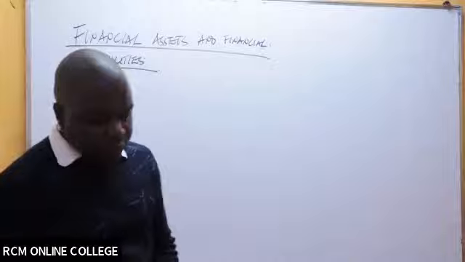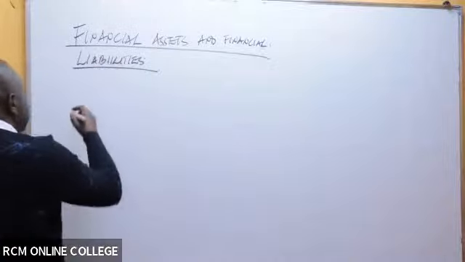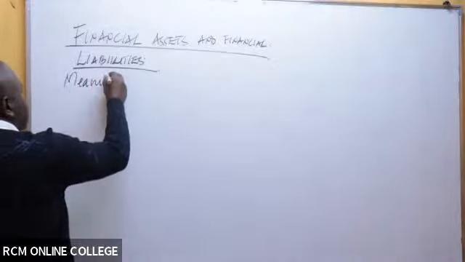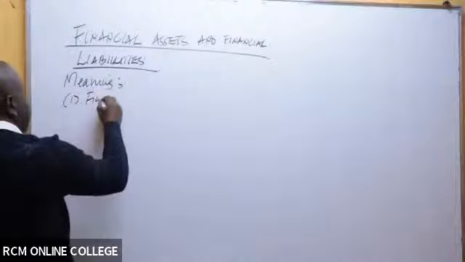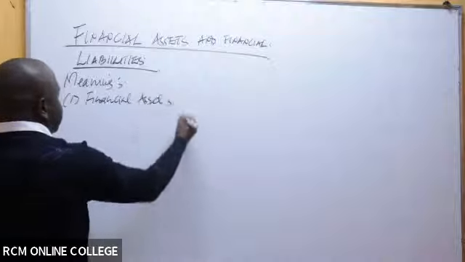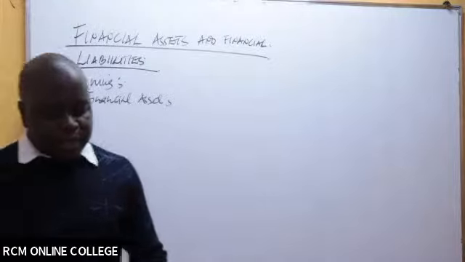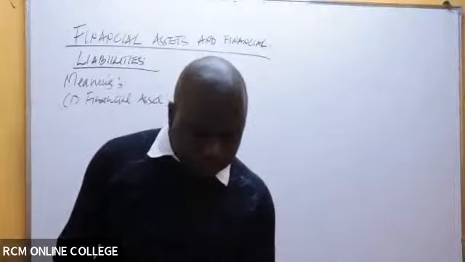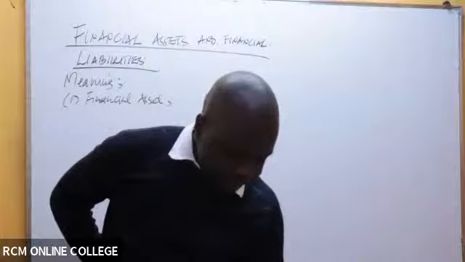So first of all, we can indicate the meaning. What is the meaning of these two? First, let's look at what a financial asset is. Then we can look at what a financial liability is. So you can write this about a financial asset.